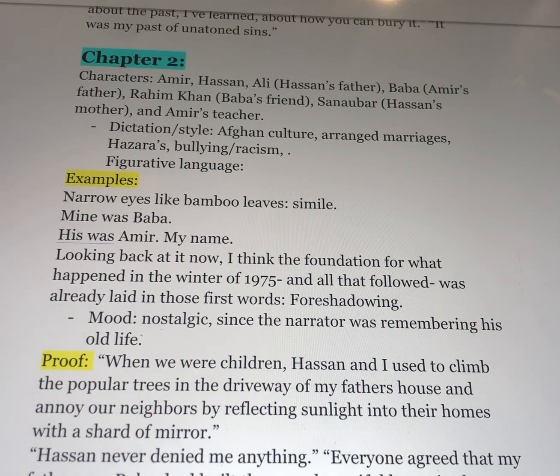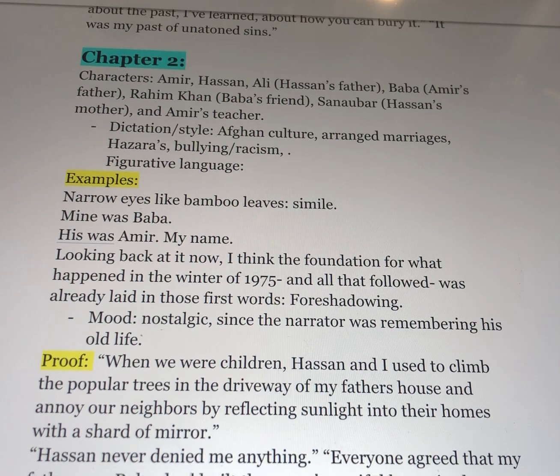So let's discuss the figurative language. "Her eyes like bamboo leaves." So basically this is a simile because Amir was comparing Hassan's eyes to bamboo leaves and he used the word like.